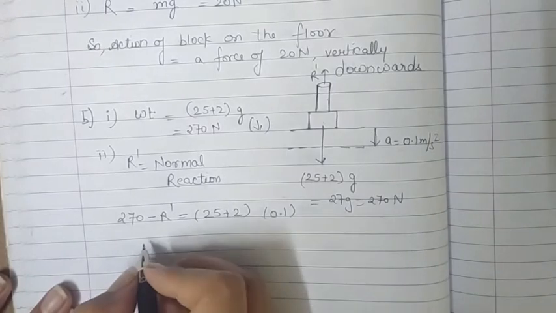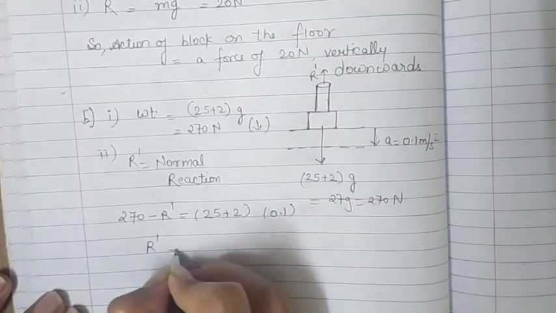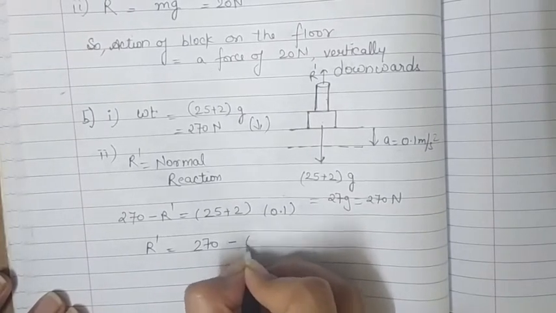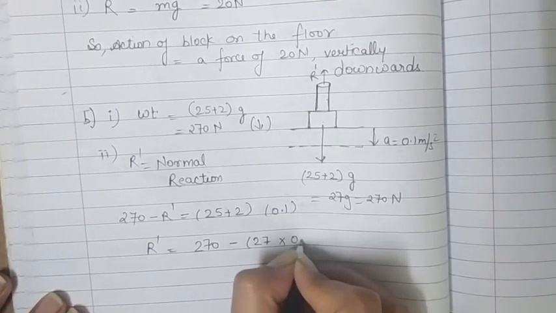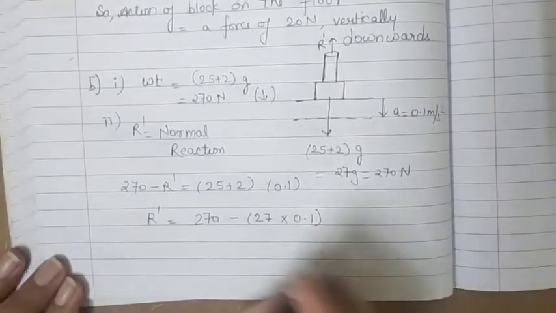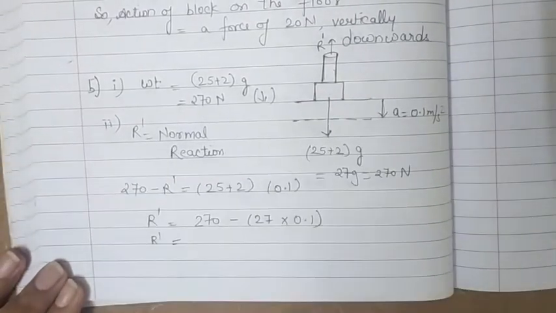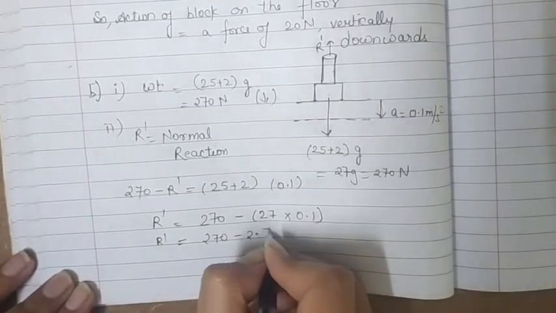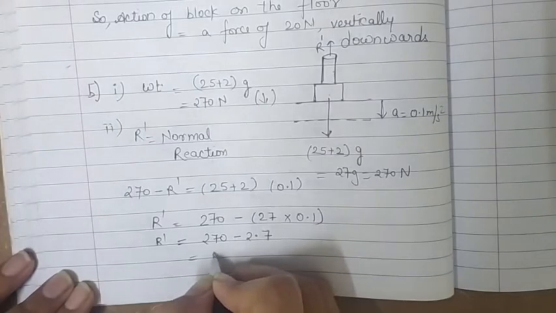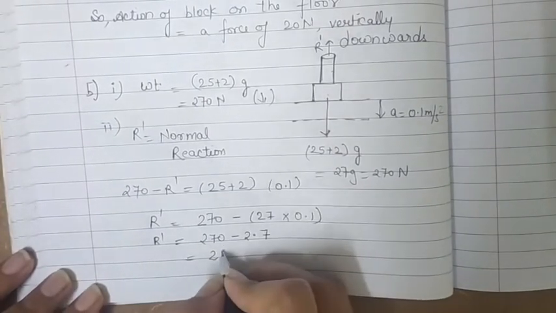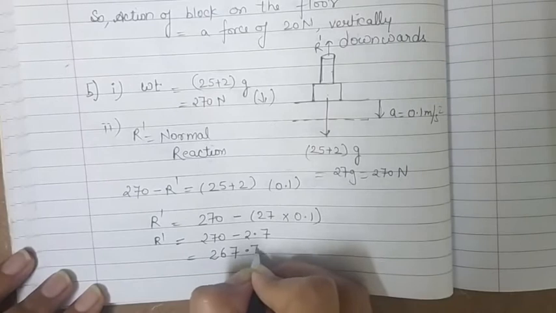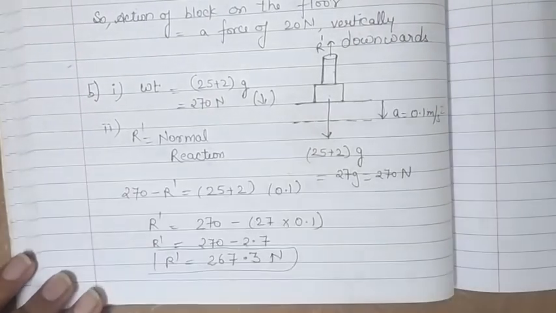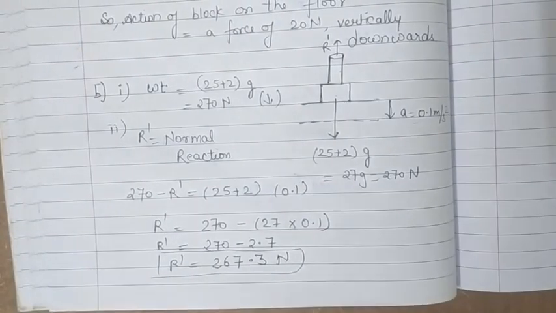By solving this, we can get the normal reaction R dash, which is equal to 270 minus 27 into 0.1, and on solving we get R dash is equal to 270 minus 2.7, and this is equal to 267.3 newtons. So this is R dash. Normal reaction is 267.3 newton.